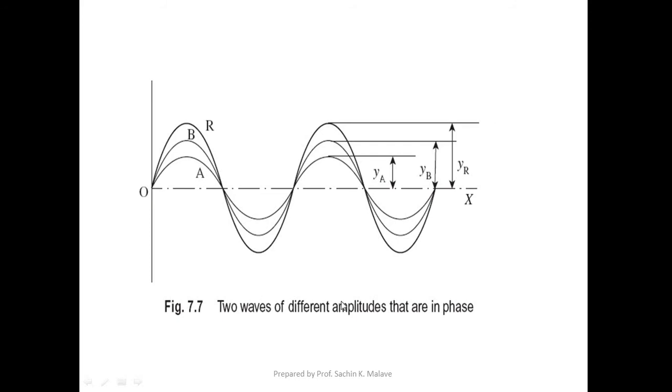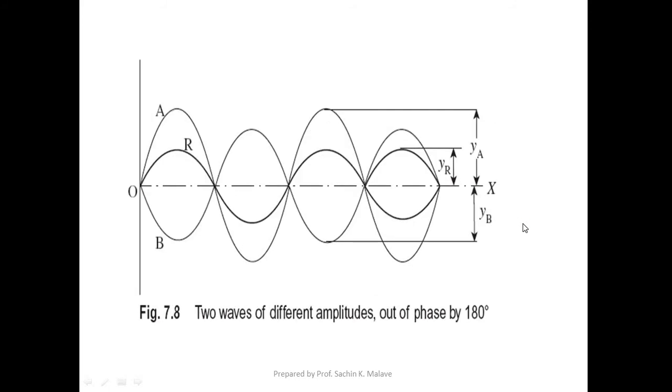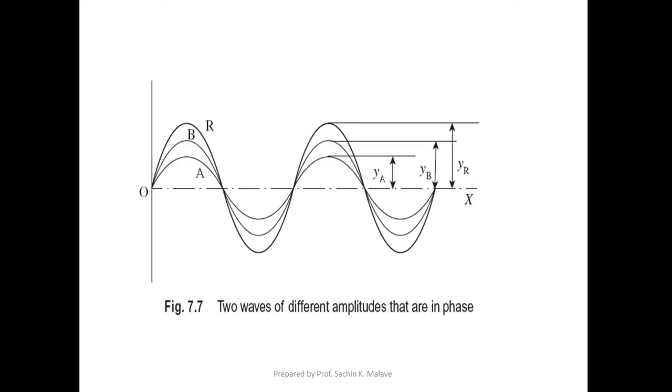If such is the condition, then we can say that the resultant of these two waves is given by wave R. Okay, this is the wave R, and the amplitude of this resultant wave is YR. So whatever we discussed, you can see here, is when the two waves are in phase.